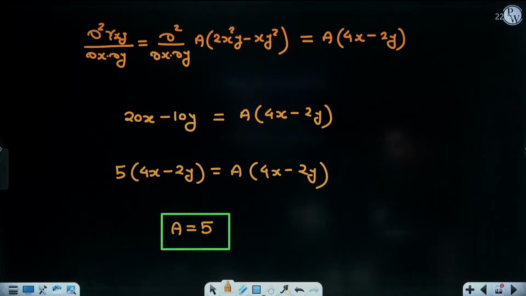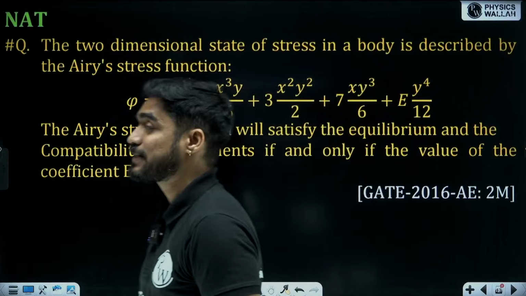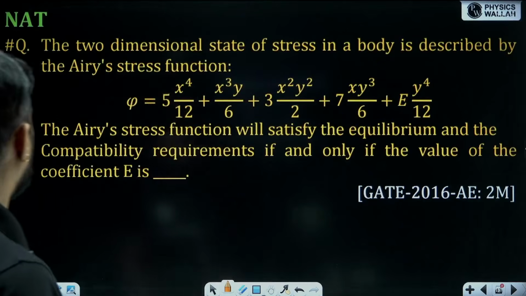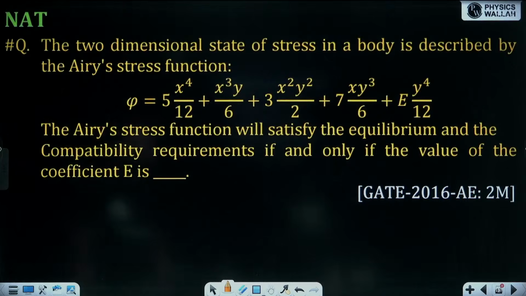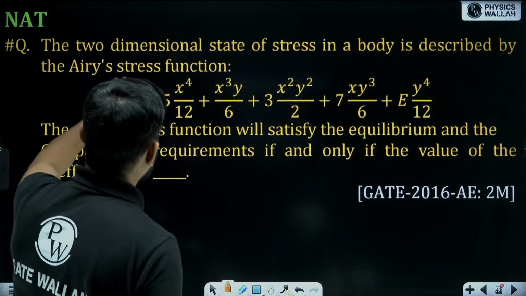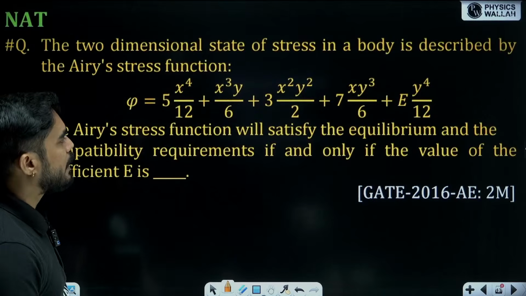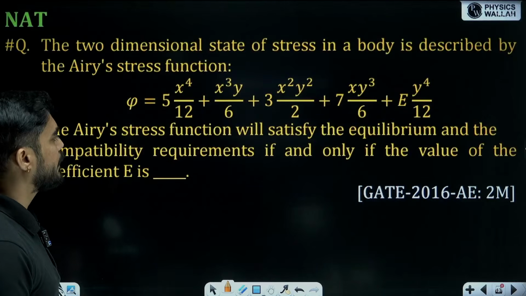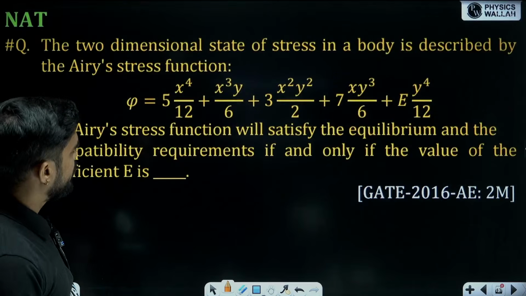Okay. Let's move on to the next question. Now this is from GATE 2016. Two-dimensional state of stress in a body is described by the Airy stress function. So we have been given the Airy stress function again. The Airy stress function will satisfy equilibrium and compatibility requirements if and only if the value of coefficient E is.